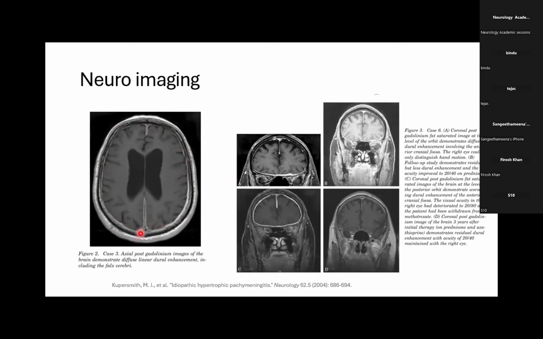Falx cerebri lies between and separates the hemispheres.